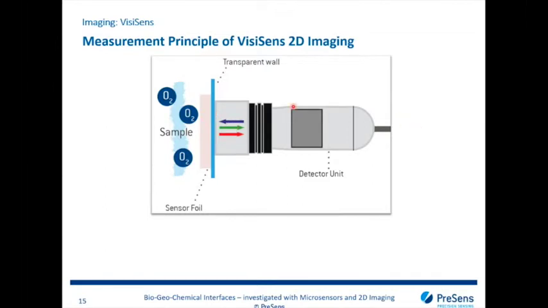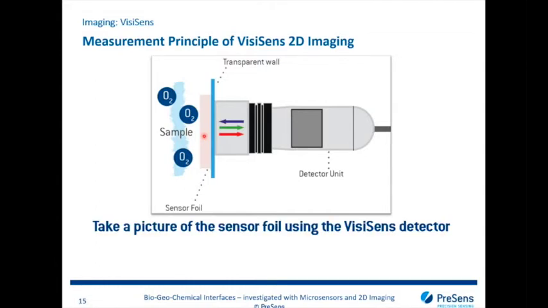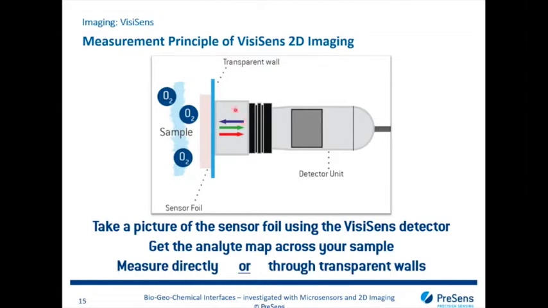2D imaging means that we are recording images, so we get two-dimensional information of analyte gradients or analyte distributions. Martin already explained that the sensor foil is usually in contact with the sample, and then can be read out with a detector unit through a transparent glass wall or also directly. So you take a picture of the sensor foil with the VisiSens detector, and thereby you get an analyte map across your sample. You can either measure through a transparent glass wall, or you can directly place the sensor foil onto your sample and record an image with the detector unit.